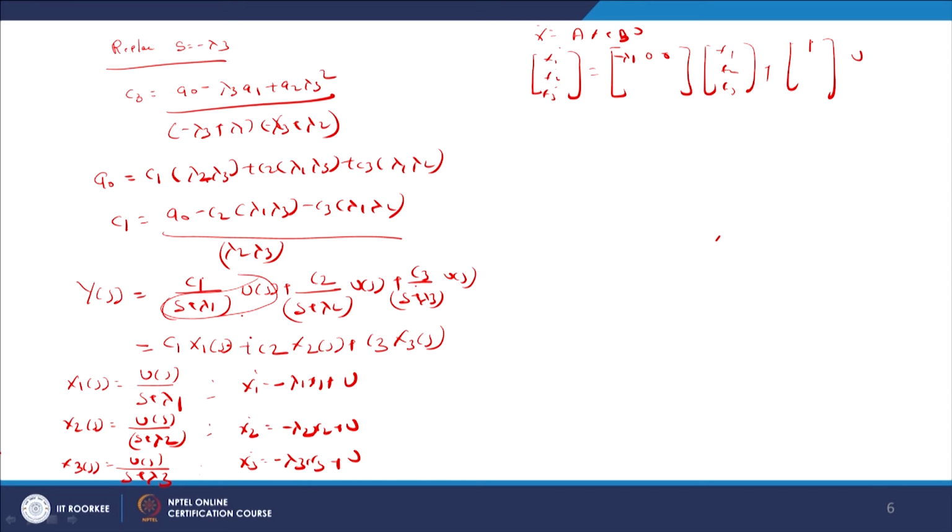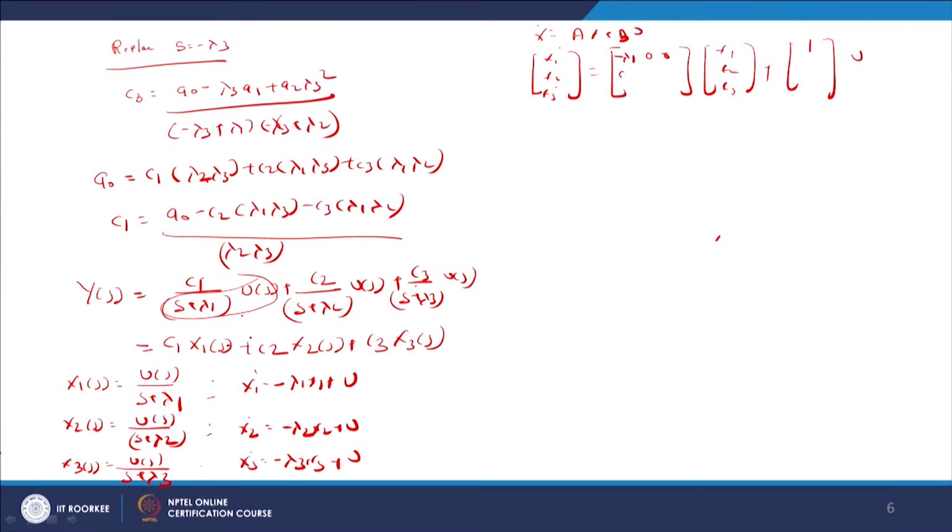Second, x2 dot. What is x2 dot? x2 dot equals, you just see here, minus lambda 2 x2 plus u, but there are no terms for x1 and x3, so the terms for x1 and x3 are 0. So how will you write? x2 dot equals 0, minus lambda 2, 0, and here there is also a term for u, that is 1.